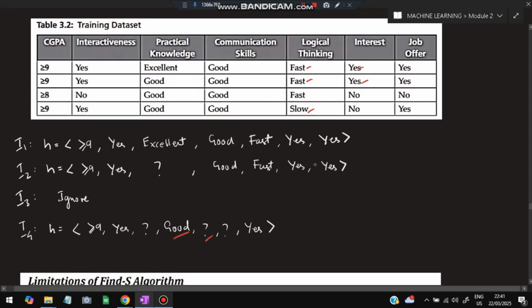Yes, yes, and no, so there is a question mark here. There's a difference, that's why. Yes, yes, yes, so it will be yes only. Okay, so this is how you do the Find-S algorithm.